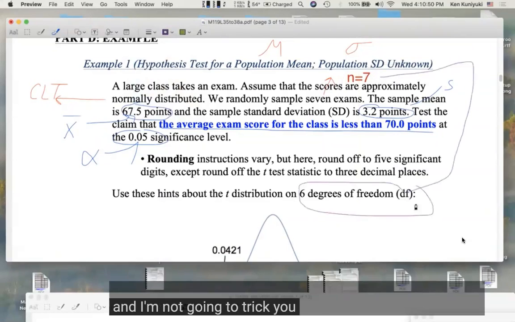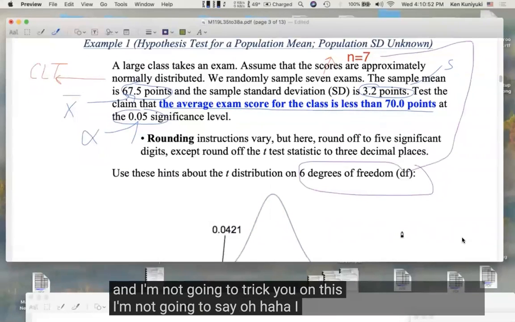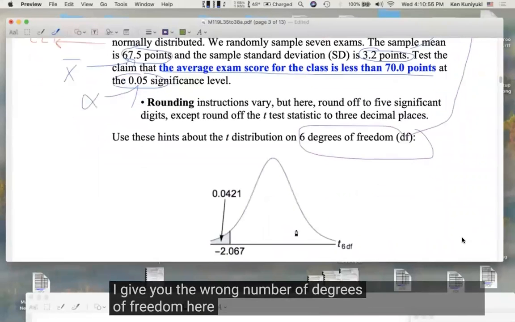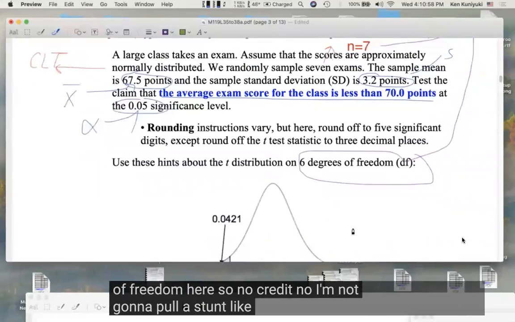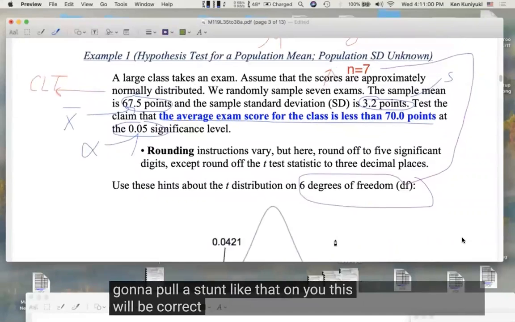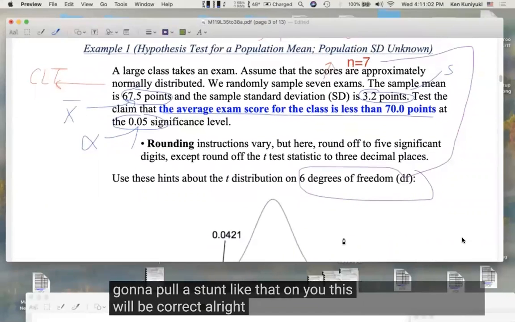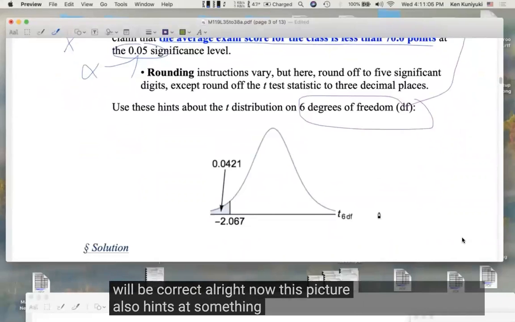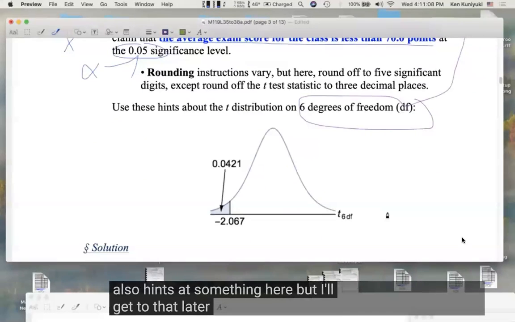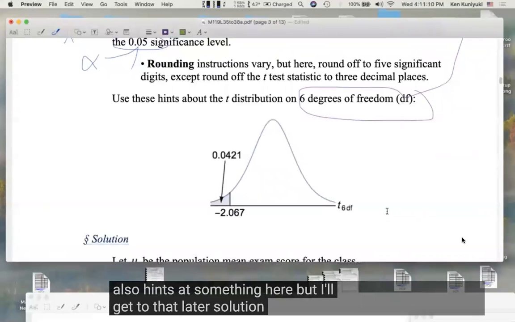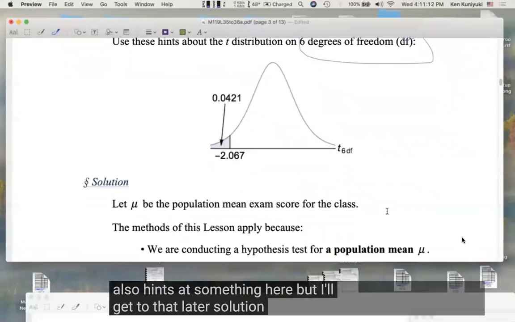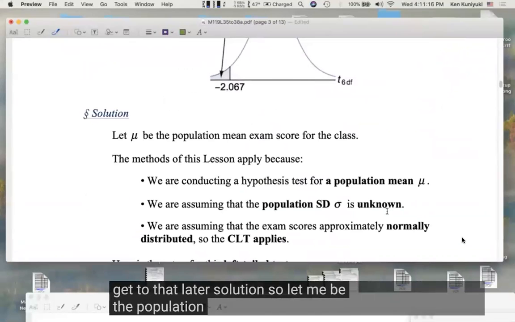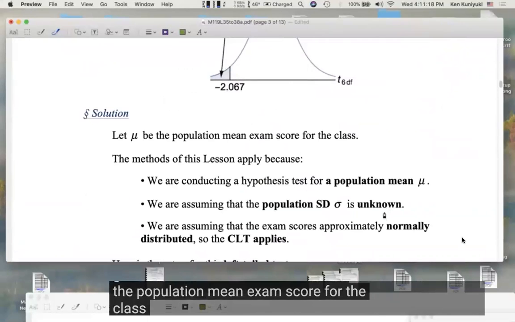And I'm not going to trick you on this. I'm not going to say, oh, I tricked you, I gave you the wrong number of degrees of freedom here, so no credit. No, I'm not going to pull a stunt like that on you. This will be correct. All right. Now, this picture also hints at something here, but I'll get to that later. Solution. So let mu be the population mean exam score for the class.